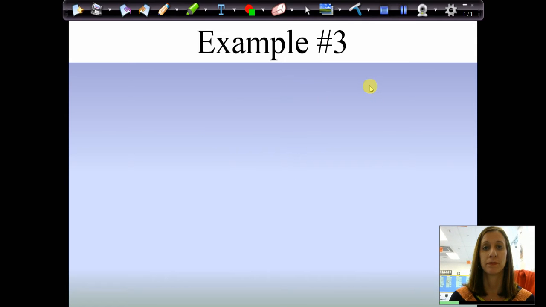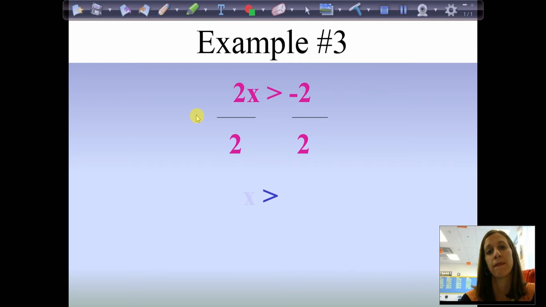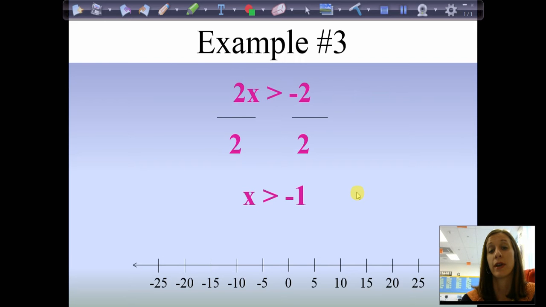Example number 3. 2x is greater than negative 2. To get x by itself, this is multiplication. We should cancel our multiplication with division. And then bring everything down. x is greater than negative 1. We would have an open circle at negative 1, and we would be shading to the right.